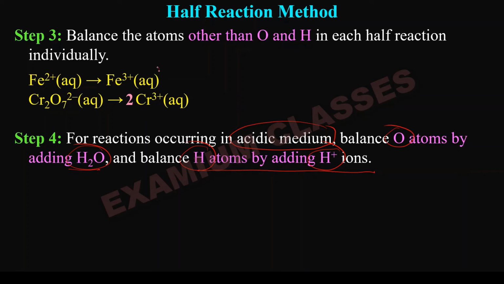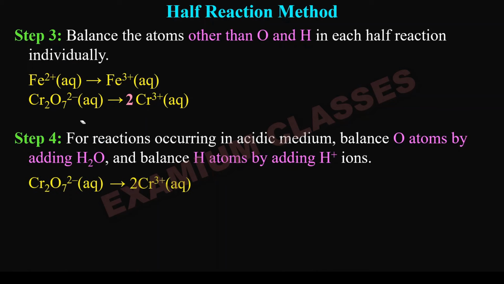If we see here, we don't have oxygen or hydrogen, so we don't need to bother about the oxidation half. But we do have oxygens in the dichromate ion, and there are 7 oxygens here. So we need to add 7 H2O on the right hand side. Now we have 7 oxygens on both sides. Now we need to balance the hydrogen. To balance hydrogen, we need 14 hydrogens on the left hand side, as we already have 14 hydrogens on the right hand side. So we will add 14 H plus on the left hand side.